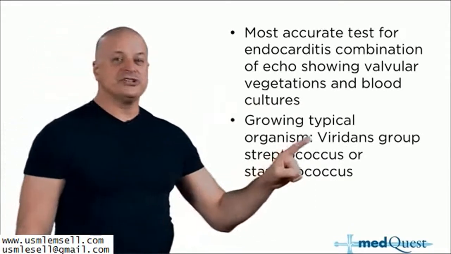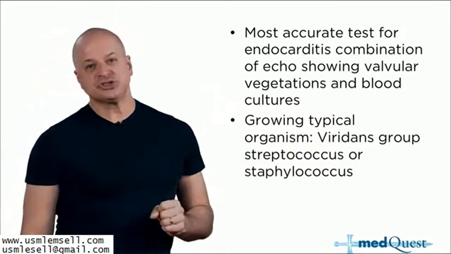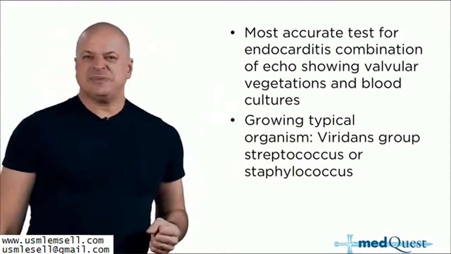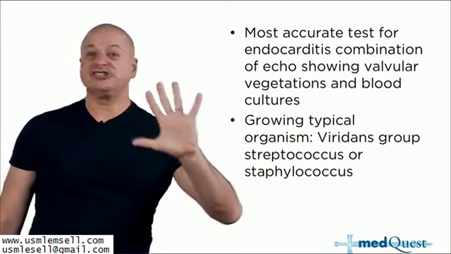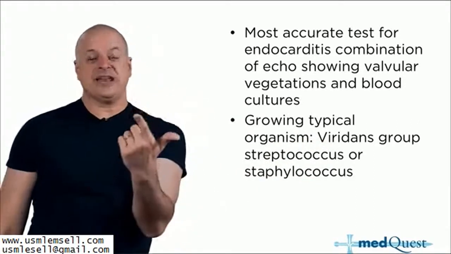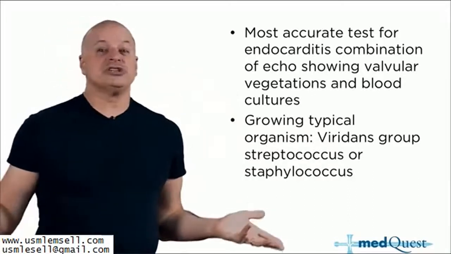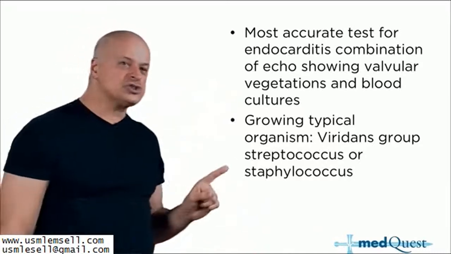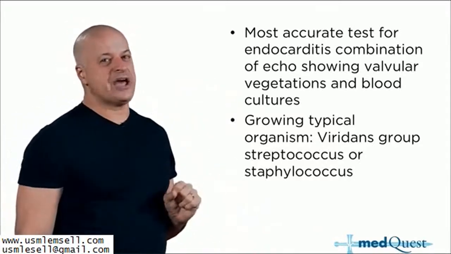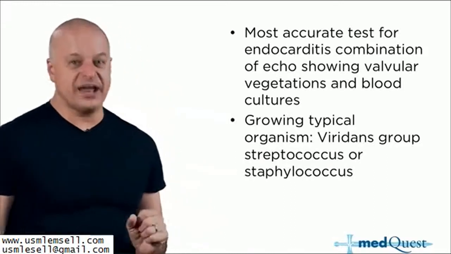Now, viridans group strep in your mouth. Speciation: mitis, mutans, salivarius, sanguis. All viridans group. They all are treated with about the same thing. So Osler's nodes don't tell you which one you have. They are just a sign of the embolic phenomena of endocarditis.